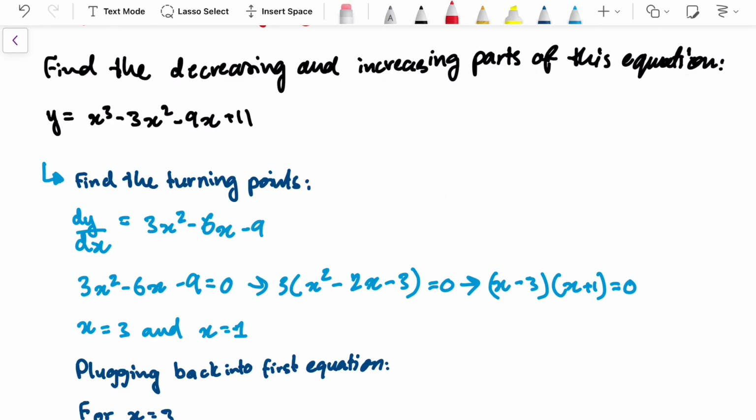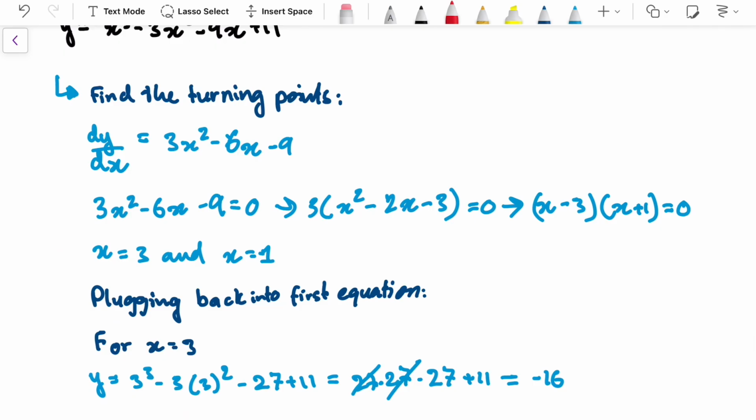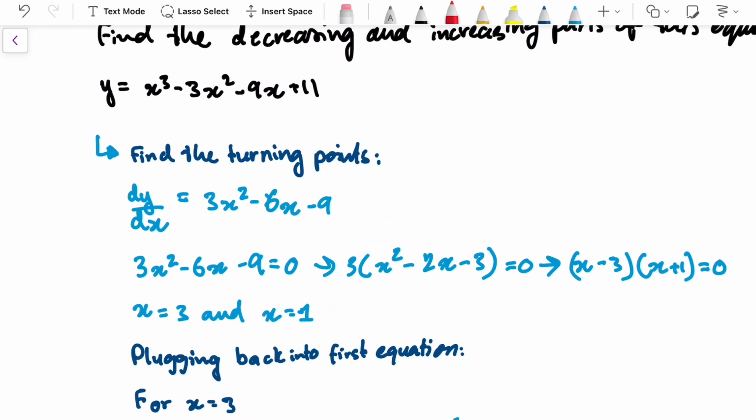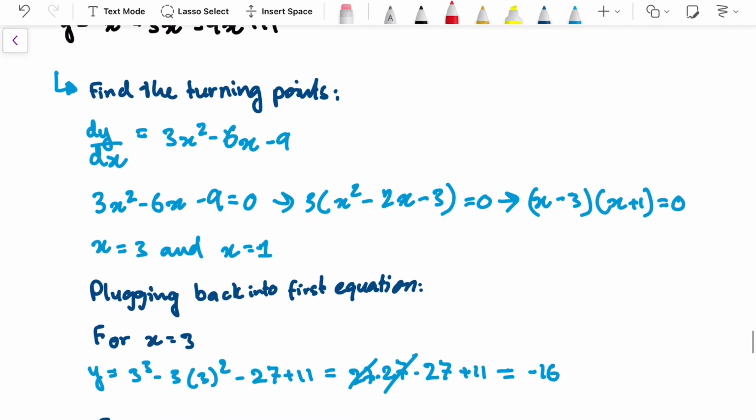So dy by dx is equal to 3x squared minus 6x minus 9. That is when we differentiate it all. Now we're trying to find the turning points, so we're going to make this equal to 0, and then we're going to factorize it to get x minus 3 and x plus 1 in brackets. So x is either equal to 3 or it's equal to negative 1.